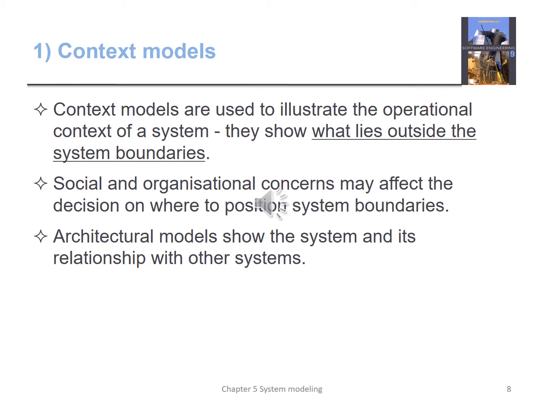Architecture models show the system and its relation with other systems. The architecture model, or the context diagram, shows the boundary of the system and the environment. There could be many different constraints on that boundary, on what is really in the system. And usually in the context diagram, we should show what's in and what's not in the system.